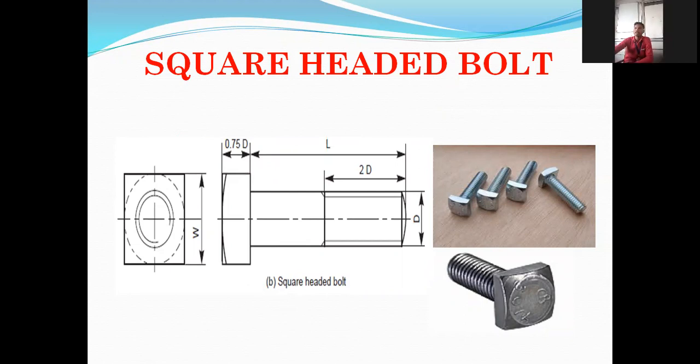So first you have to see here D. You can see here D. So this is the standard dimension: the threading is there for this 2D dimension. Total length is L. The thickness of that head is 0.75 D.